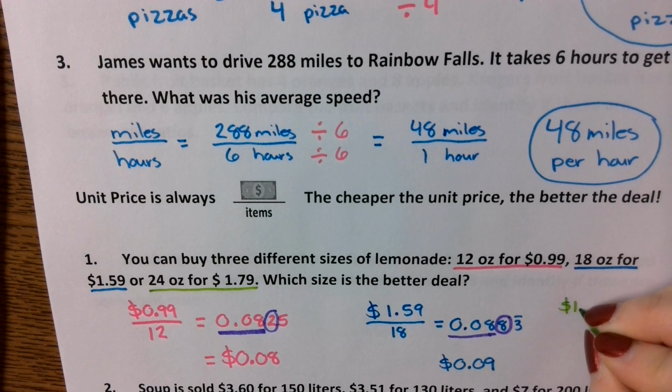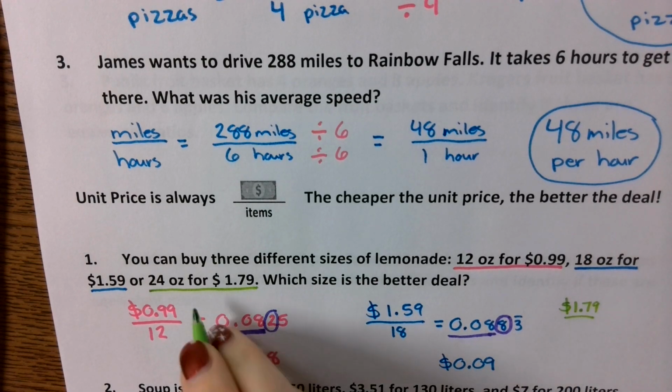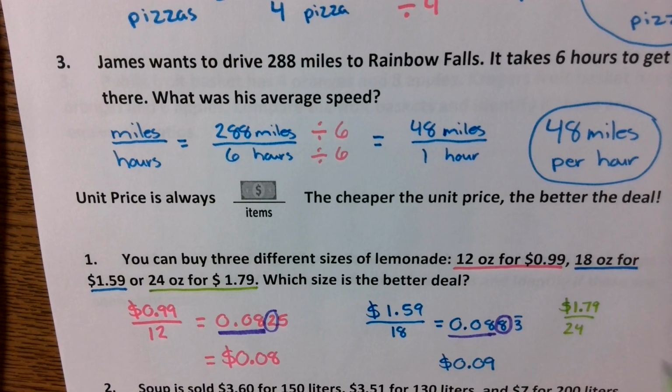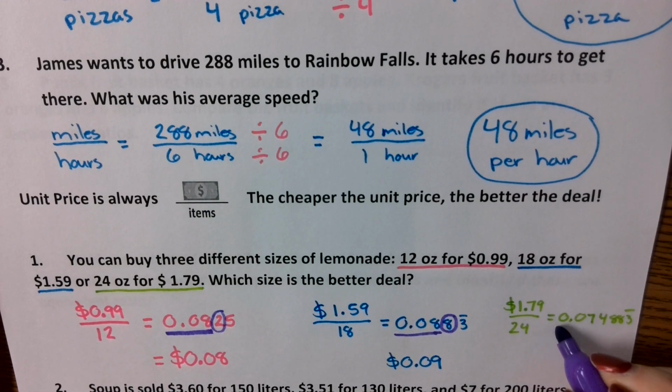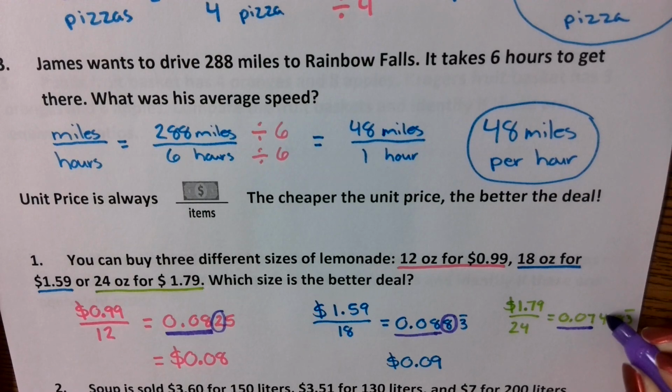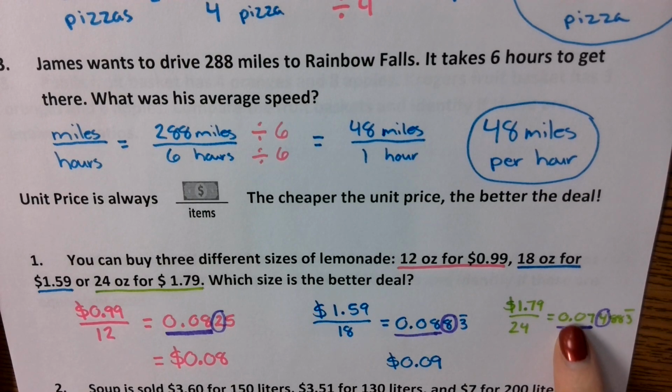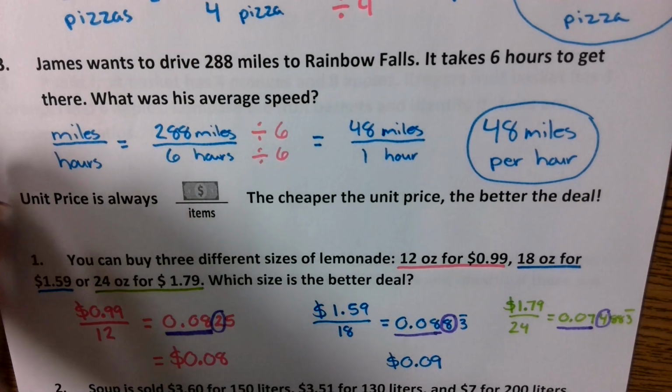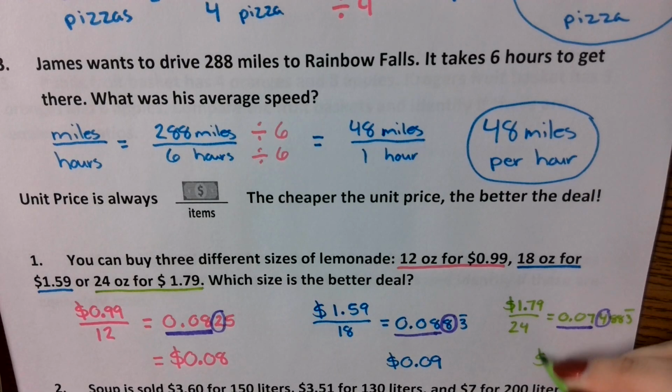We have $1.79, and it's for 24 ounces. So we're going to do $1.79 and divide it by 24. That's going to come out to 0.07488, and then the 3 keeps repeating. So here, the 0.07 is our money. We're going to look at the 4. Are we going to keep it or round it? Keep it. Okay, so this is going to be 0.07 cents.